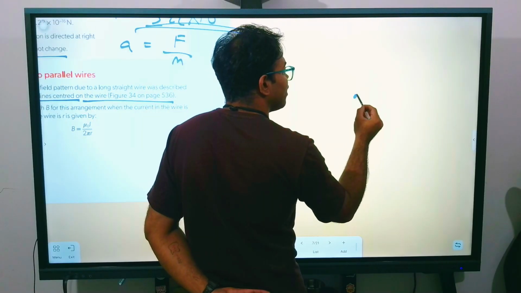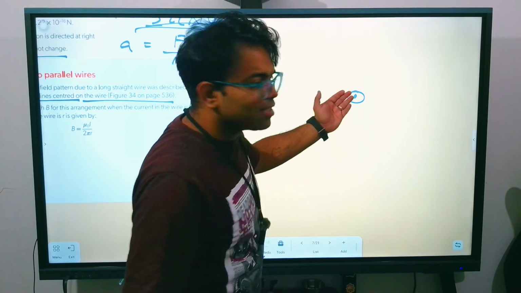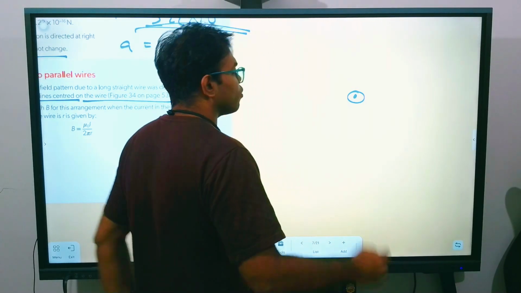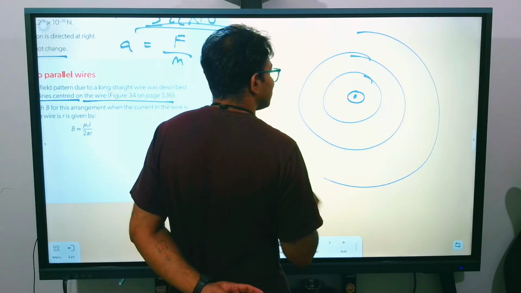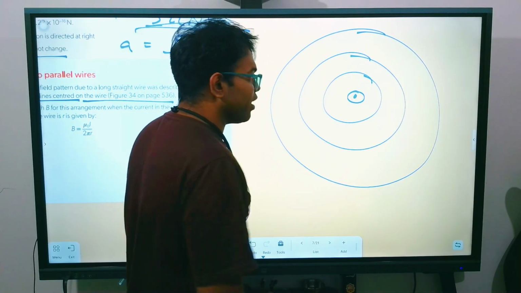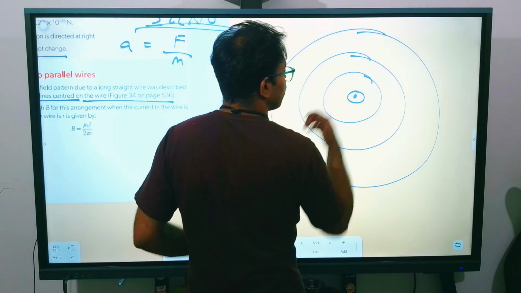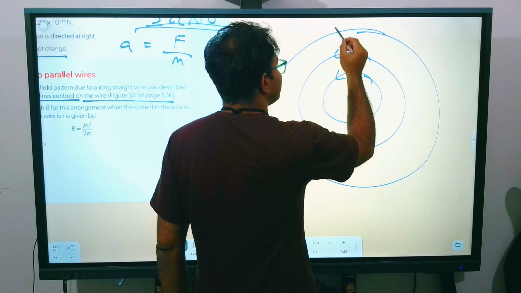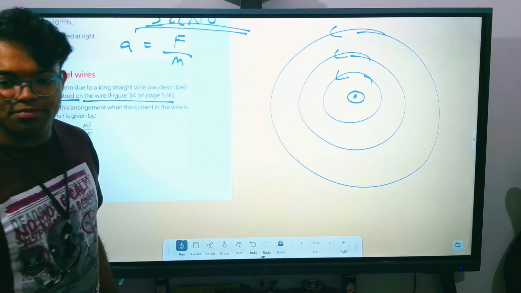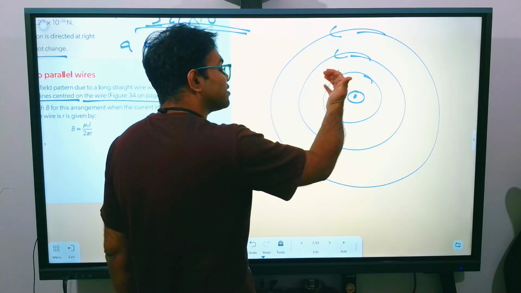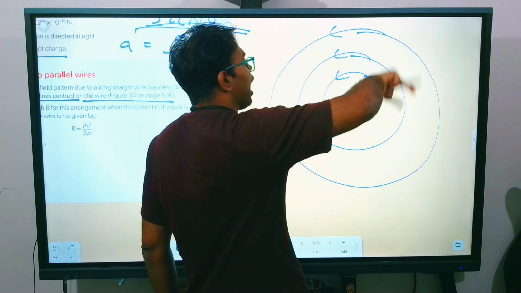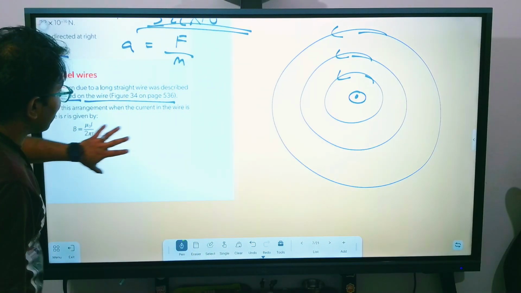You had a wire. Okay, what does it mean? This means that the current is coming outwards. So the field lines would always be concentric circles with the center at the center of the wire. So if the current is coming out, all of them will have anti-clockwise direction field lines, right?